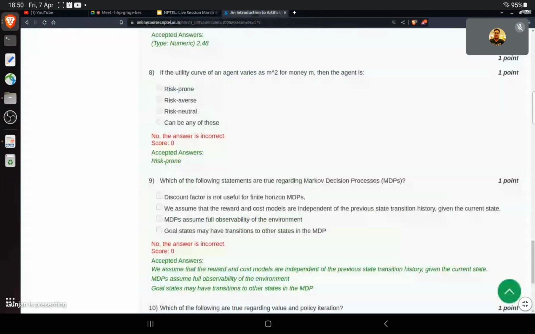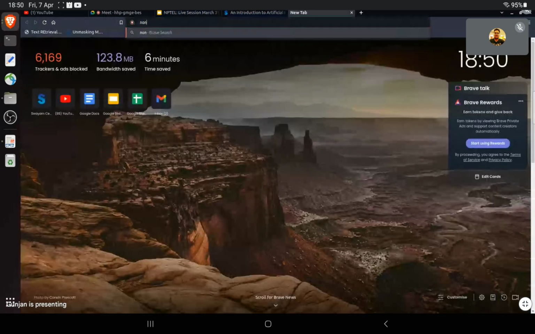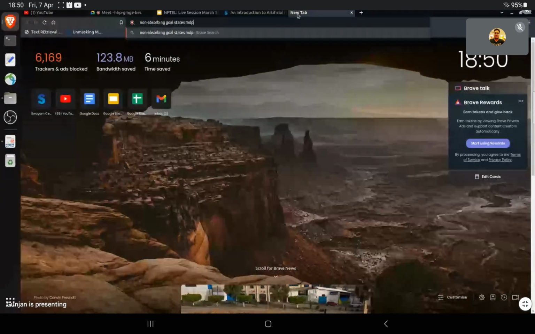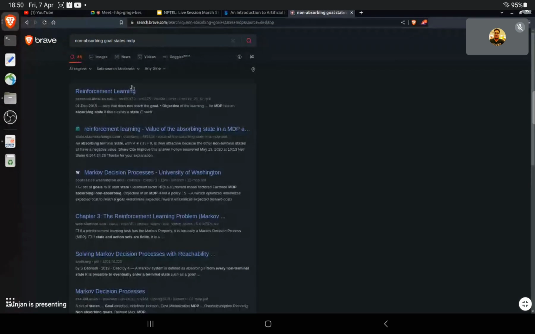I am totally with you on this part. But once you reach the goal, how can there be a transition? You're dead. Exactly. So how can there be a transition again? Let me search this. Let me do it on Google. Absorbing terminal state is an attractive state other than non.